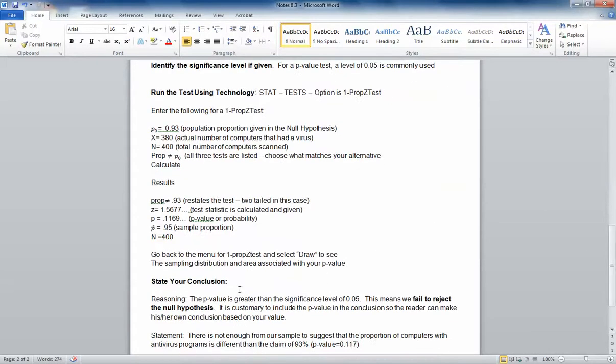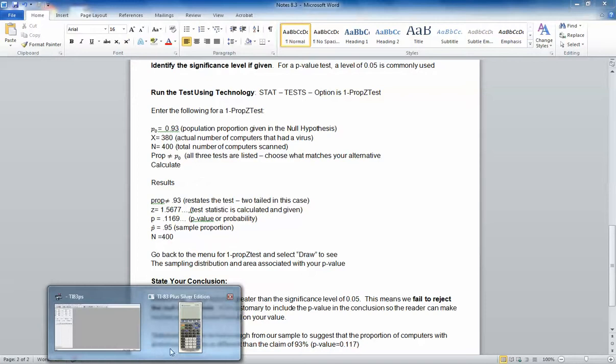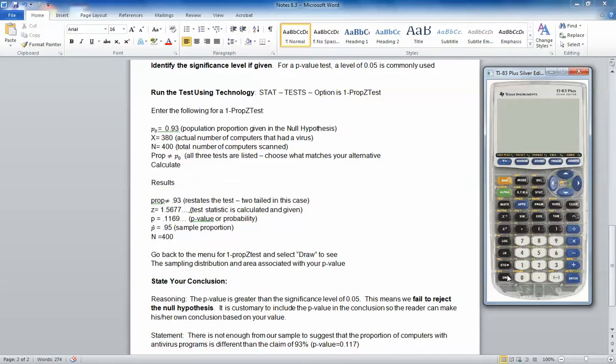I think you'll really love the calculator after you see this. So on our calculator, let me go ahead and turn it on. This test is called a 1 proportion z test. We've got one proportion, we're using a normal distribution, and we're running a hypothesis test. So click on Stat, arrow over to Tests. On this particular calculator, it's option 5.